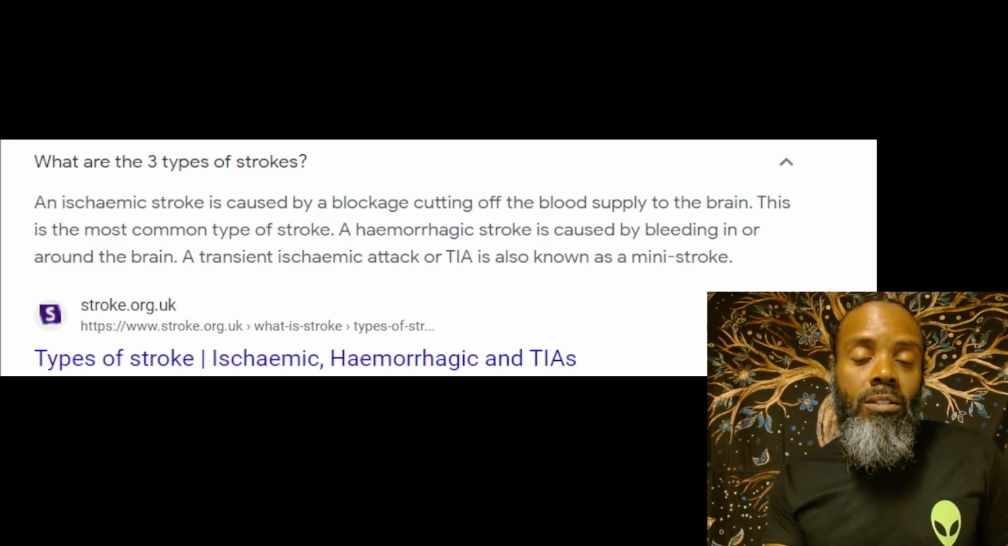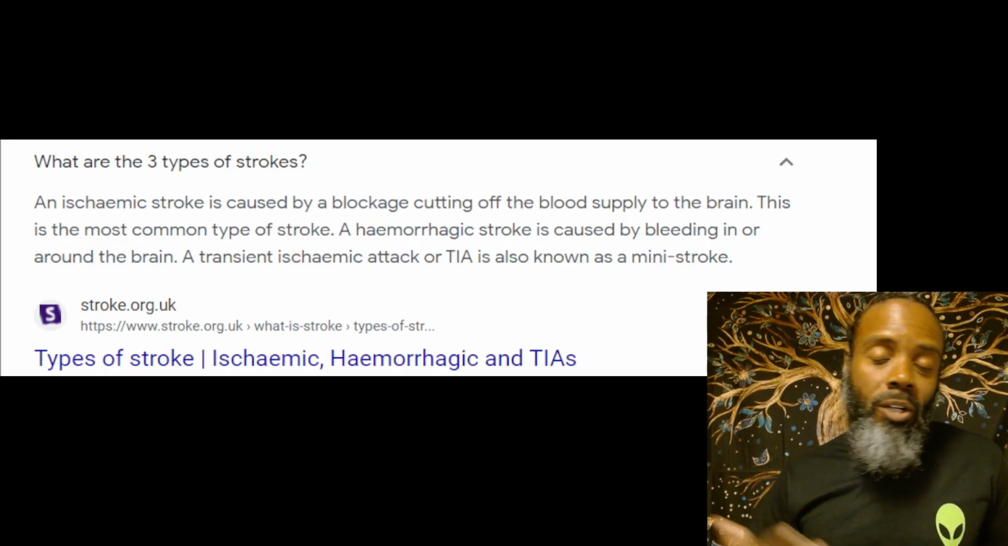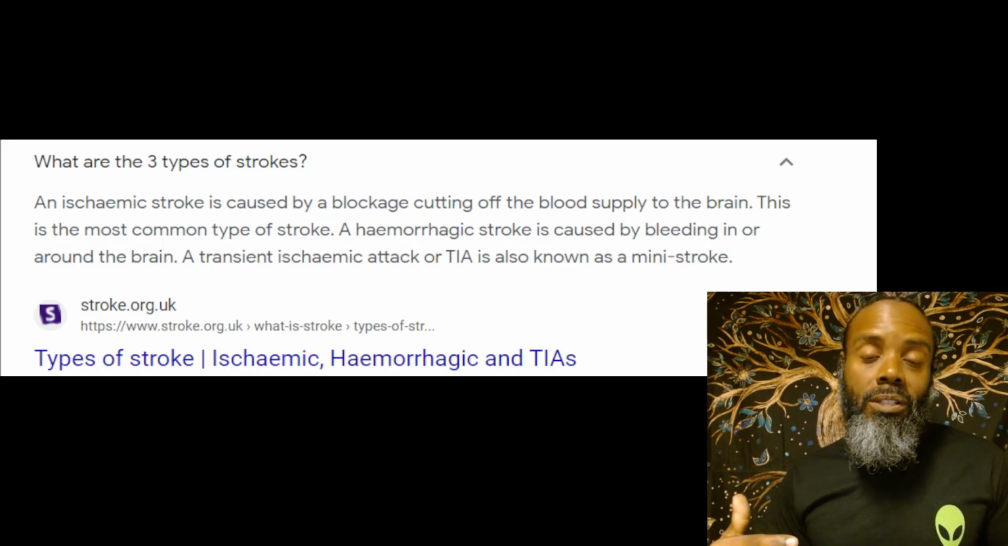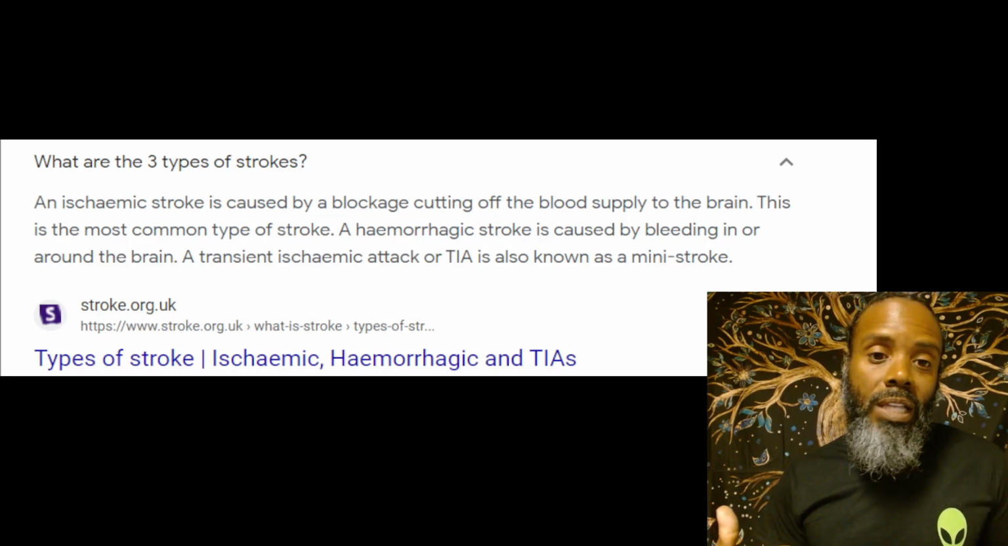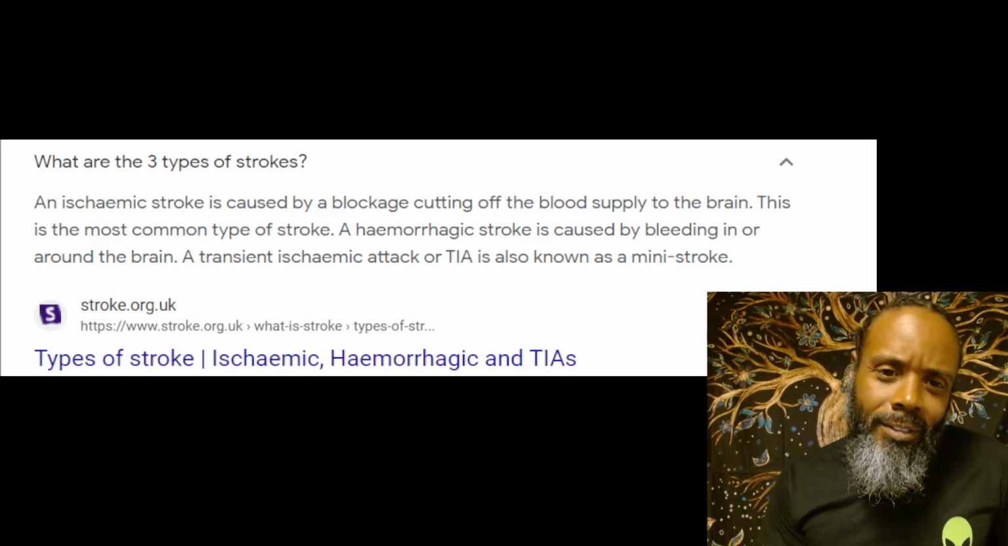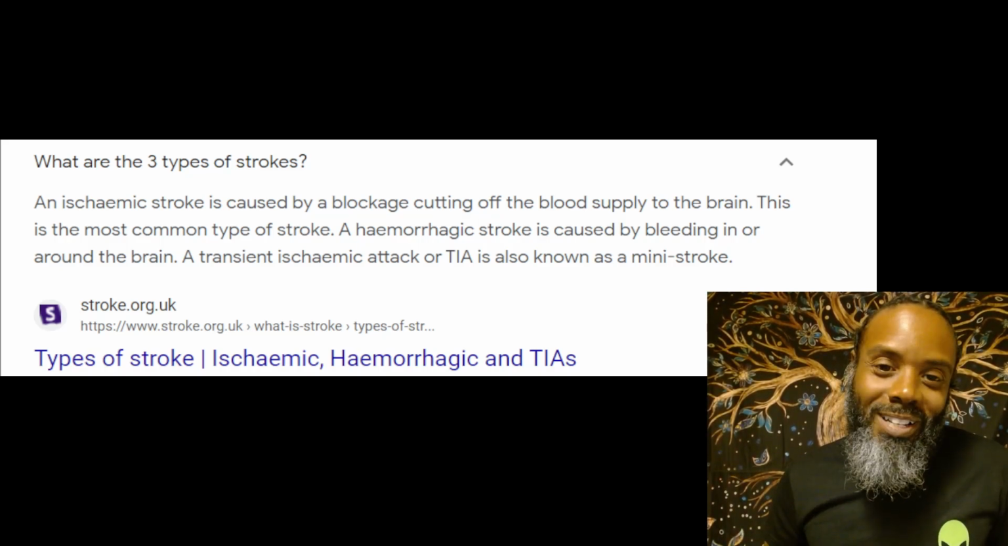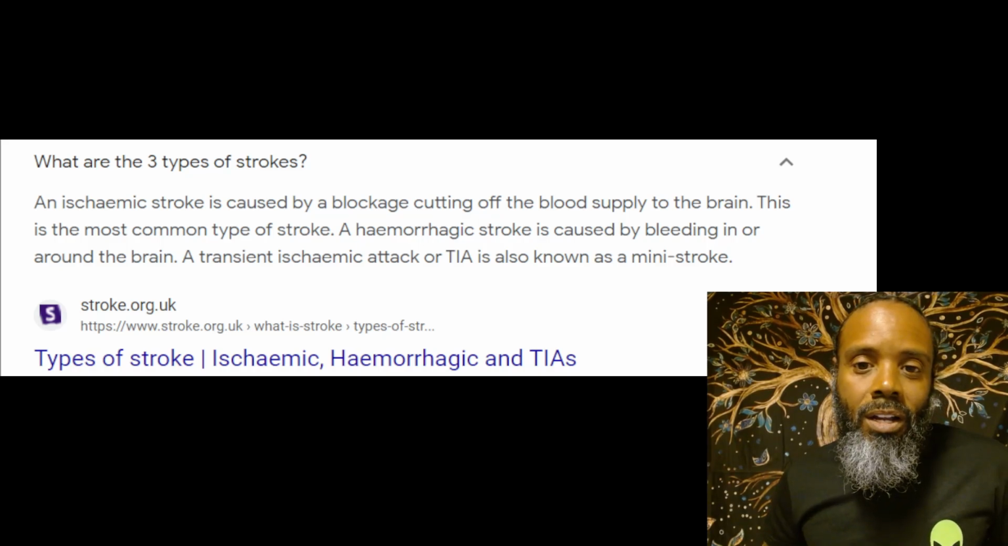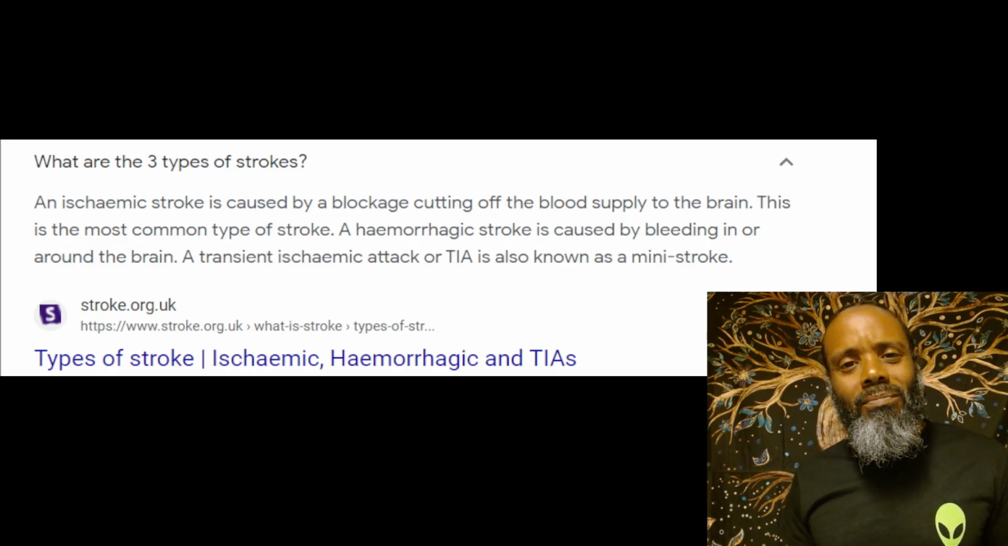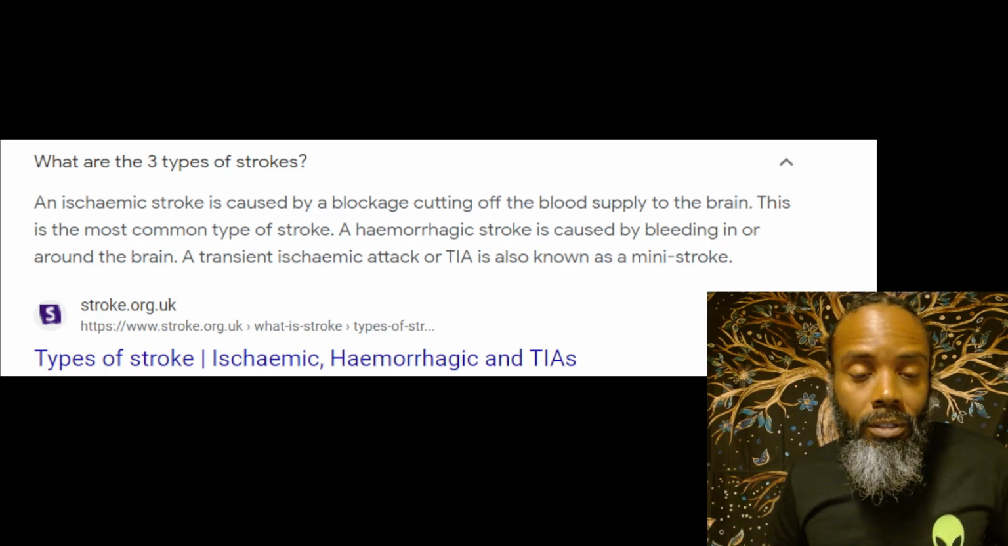Okay, so next is heart. I mean, not heart, but stroke, which is also a part of heart disease. But on the list, they categorized it separately as if it was something different. That type of stroke is caused by a blockage cutting off the blood supply to the brain. I was just talking about that, right? Saturated fats, oils. That's just part, a bigger contributor is sugar. But this is the most common type of stroke.